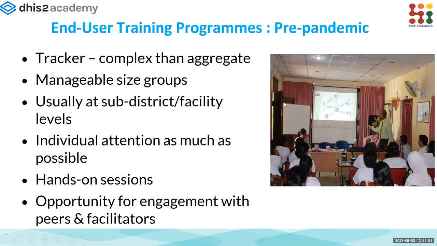Right. So before the pandemic, this is how we tried to conduct training programs, especially on tracker related programs. Our general understanding is that conducting training programs on tracker is much more difficult than training people on how to use aggregate, right? Because of that, especially at the lowest level, we tried to have multiple training programs with smaller, manageable groups of participants. It totally depends on how many facilitators or trainers are available.